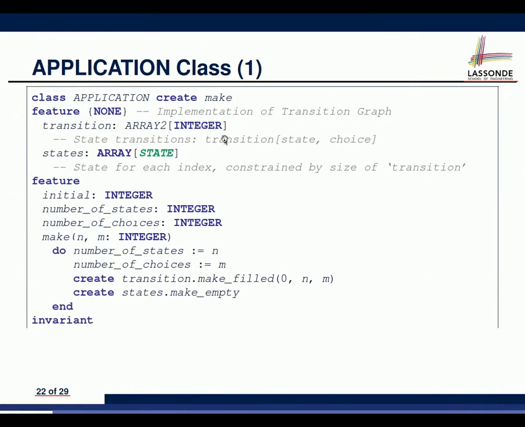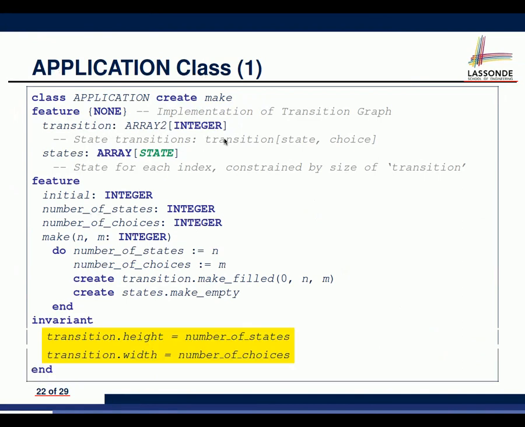Over here. So now invariant should be, first of all, our transitions. The height, which would be number of rows, should be number of states. Transition that width would be the column size. That should be the number of choices. Okay. Are we good? So that's why we learn about design by contract. You always want to make sure the implementation is consistent with your abstract notion about states, transition table, etc.